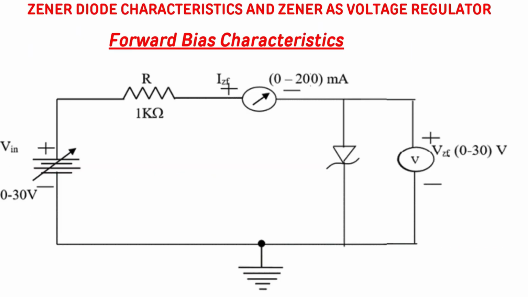Zener diode characteristics and Zener as voltage regulator. In forward bias characteristics, across the Zener diode we will place one voltmeter, which is a 0 to 30 volts voltmeter. Since the Zener current is in milliamperes, we will place a 0 to 200 milliamperes ammeter in series with a kilo ohm resistor connected to a battery. When positive is connected to the anode and negative is connected to the cathode, the Zener diode is in forward bias condition.